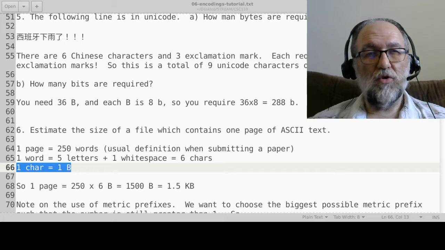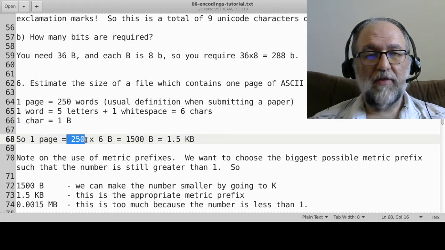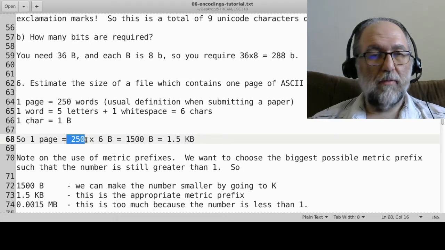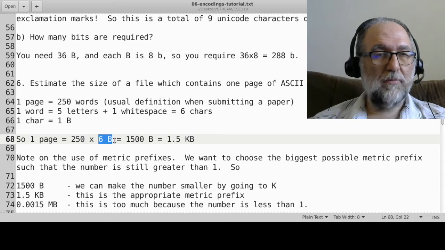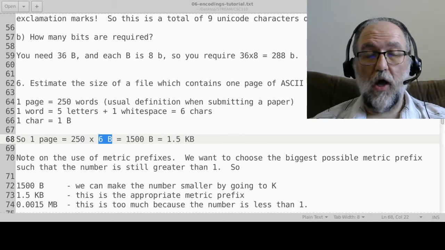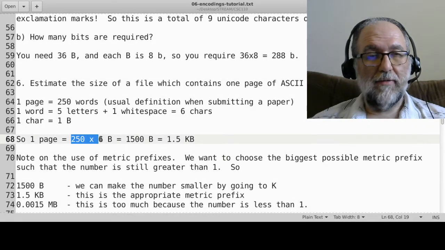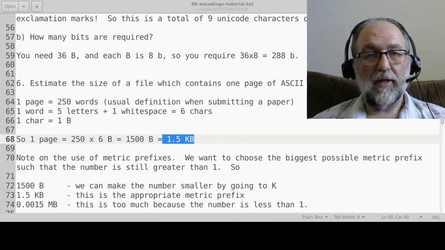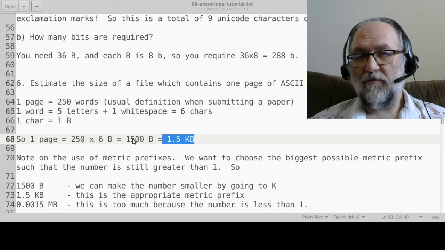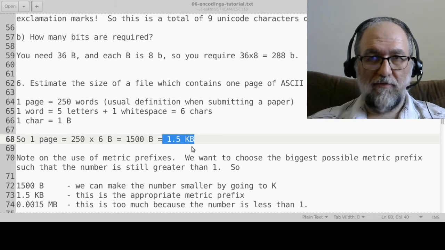So there's all the information we need, and now we could say, okay, one page is basically 250 words, and multiply that by 6 bytes. Why 6 bytes? Because each word is 6 characters long, and 6 characters is 6 bytes. So if you multiply 250 times 6 bytes, you get 1,500 bytes, or 1.5 kilobytes.